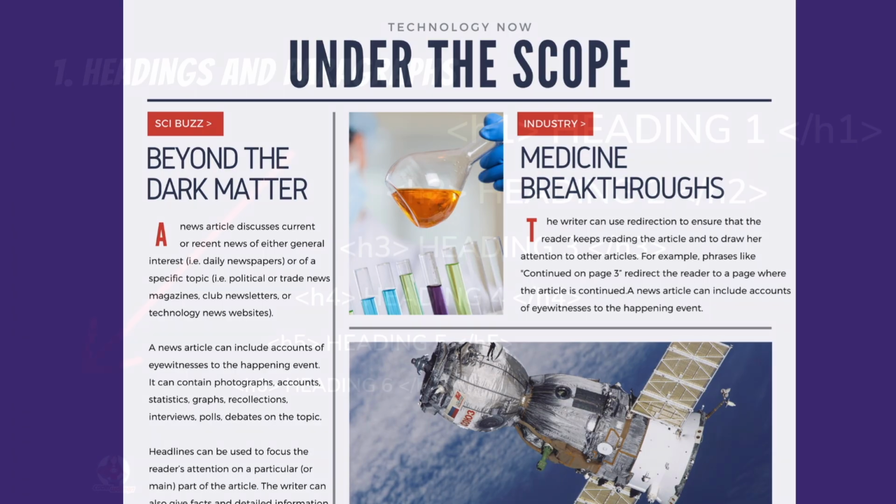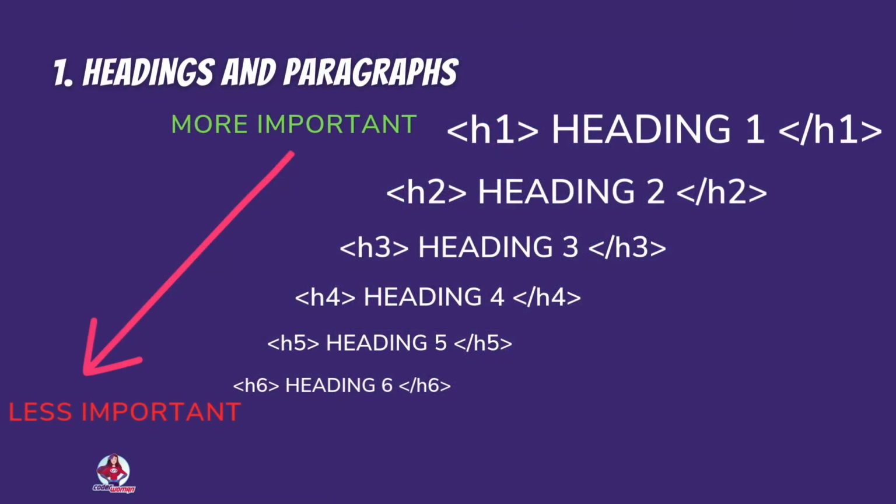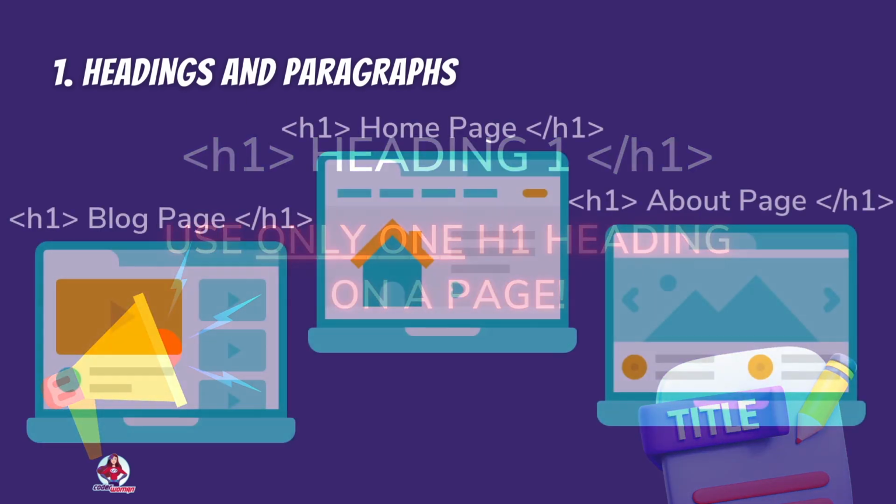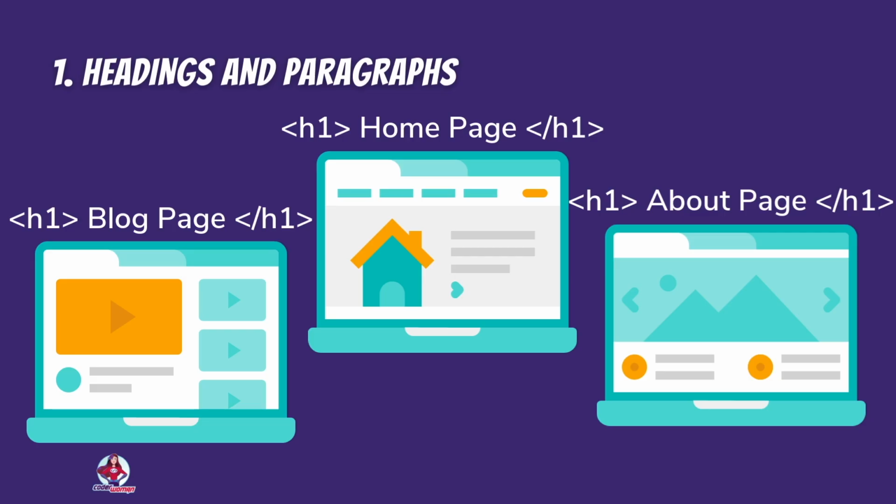So it's time to meet the heading tags. They range from H1 to H6, with H1 being the most important. It's important to use only one H1 tag on a single page. You can think of it as a book title. You can use different H1 tags on different pages.